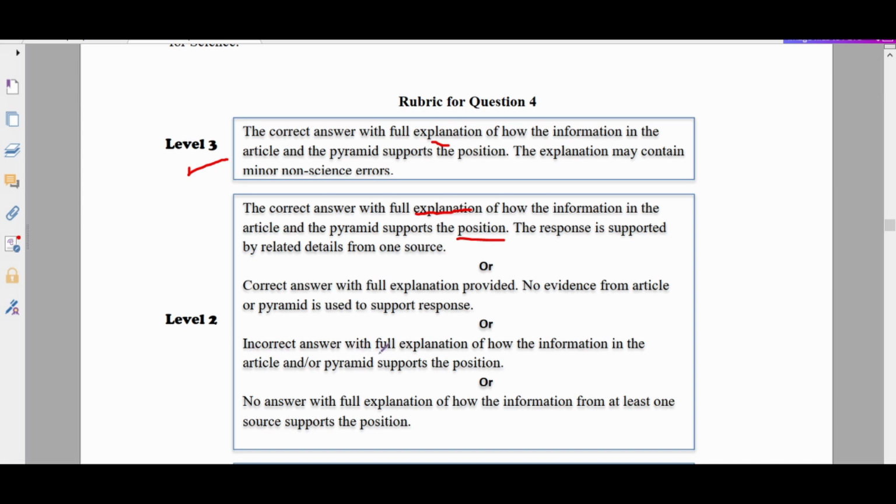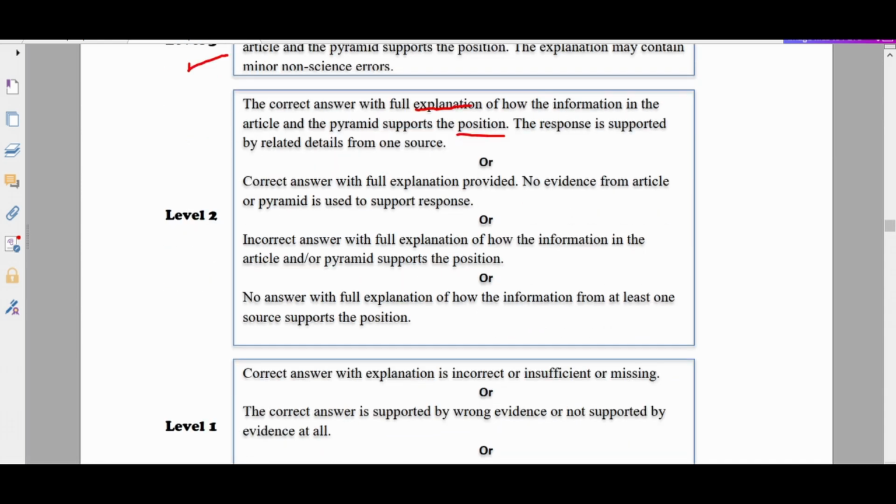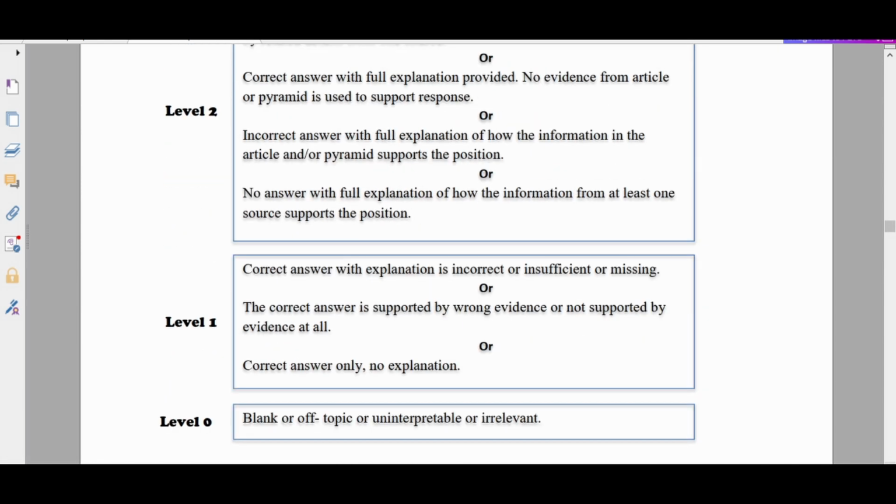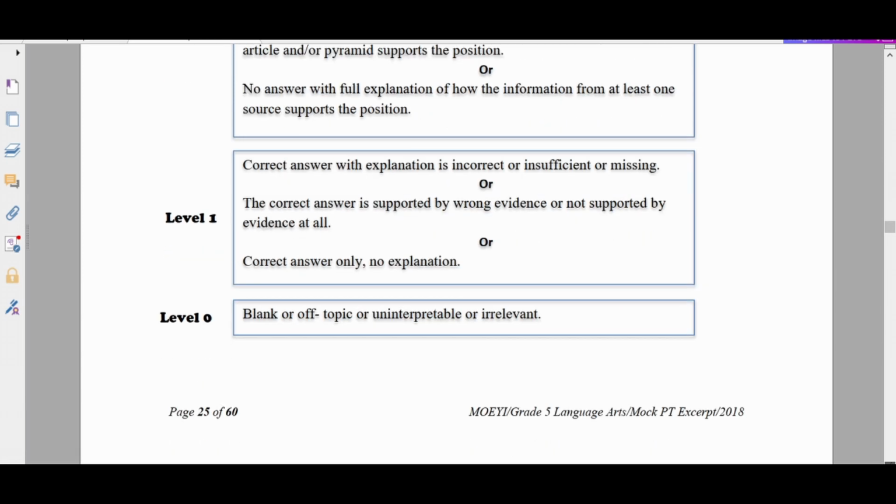Or you have the incorrect answer with the full explanation on how the information in the article or pyramid supports the position. Or no answer with full explanation on how the information from at least one source supports the position. So again, all of this is just telling us that we need to make sure that we support what we have with details. Okay, so here we go.